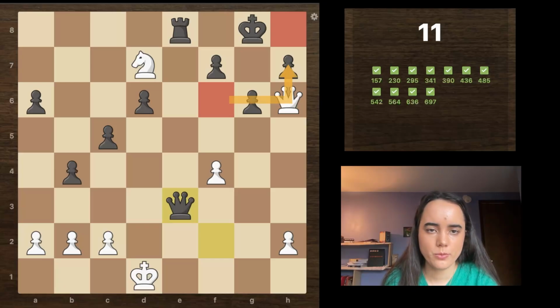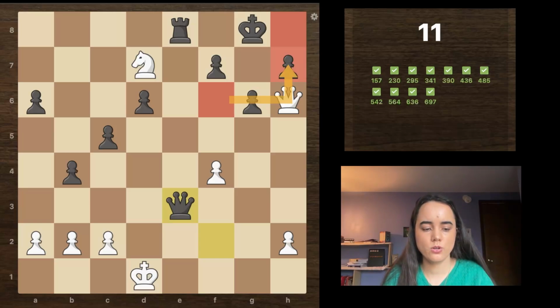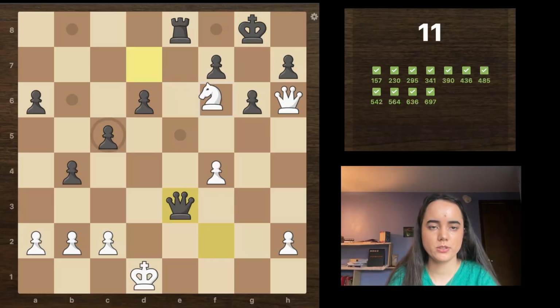So where can he go? He can't take it, he can't block. So our queen's here. He can't go here because the queen covers. He can't go here because the queen covers. So that is a checkmate. And that is the solution to the puzzle.